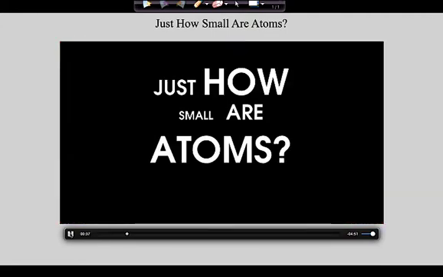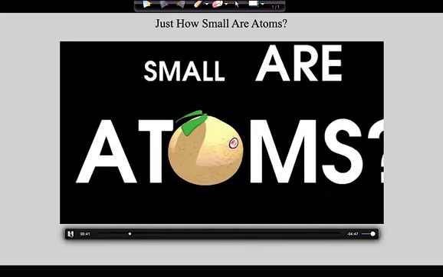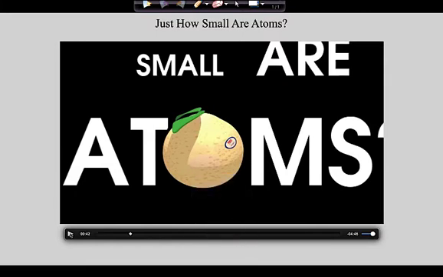Well, to understand this, let's ask this question. How many atoms are in a grapefruit? Okay, do you understand the question? How many atoms are in a grapefruit? So grapefruit, like the size of a softball, citrus fruit, right? Can you picture a grapefruit? How many atoms are in a grapefruit?